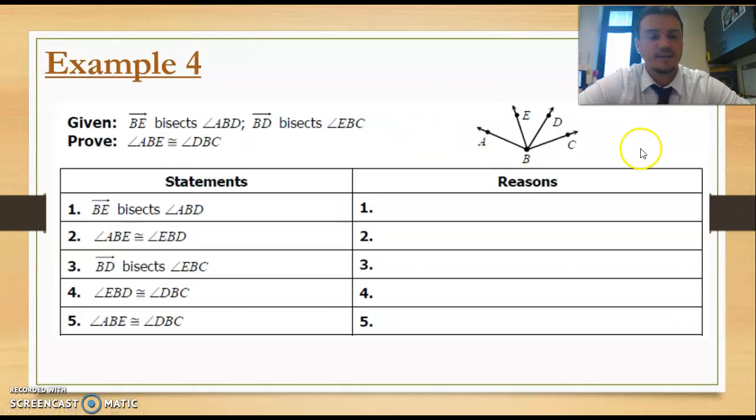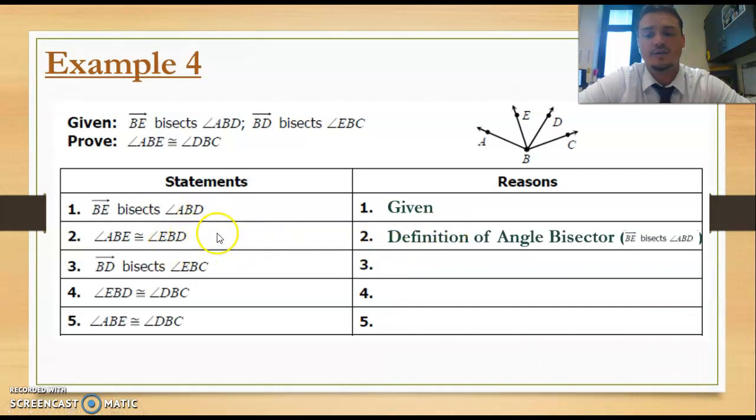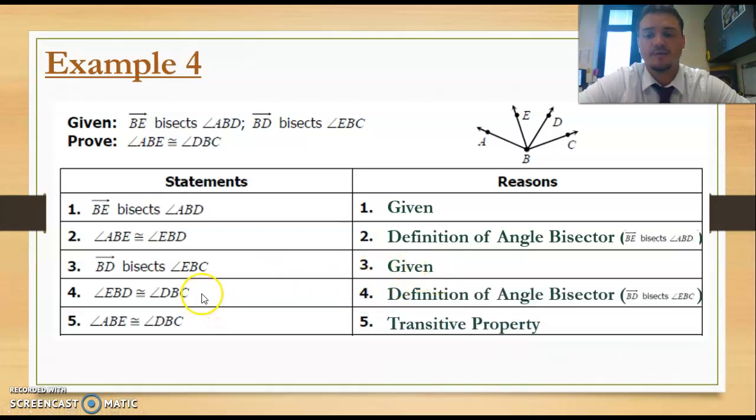Now, we're not going to be able to get through with the remaining time that I have, so I'm just going to go through these ones quickly. So we have our given statement, write the given. BE bisects ABD. The definition of bisect tells you 2 things are congruent, or 2 angles are congruent. This is also a given statement, so sometimes given statements can come later on. Definition of bisect again.